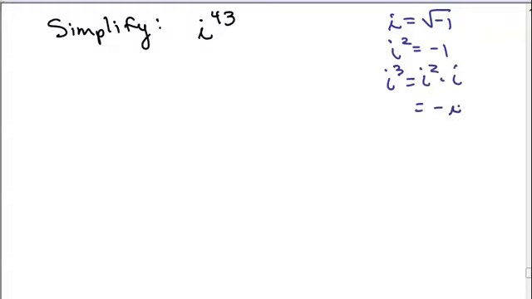Alright, we're going to simplify i to the 43rd. So we have to remember that i is the square root of negative 1. i squared is negative 1. i cubed is i squared times i, which is negative 1 times i, or negative i.